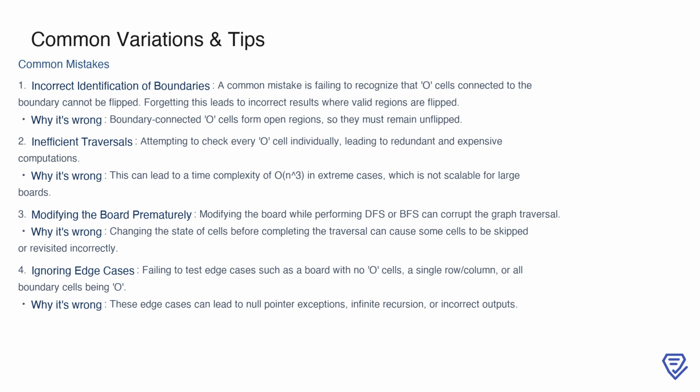revisited incorrectly. Lastly, it's crucial to handle edge cases properly. Examples include boards with no O cells, single row or single column boards, or cases where all boundary cells are O. Ignoring these scenarios can lead to errors like null pointer exceptions, infinite recursion, or incorrect outputs.